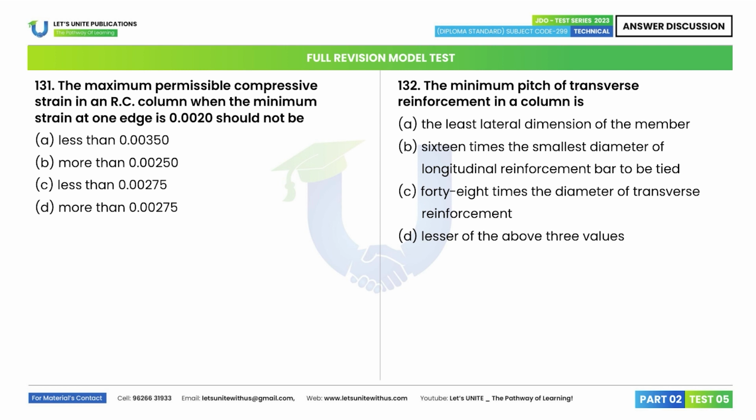131. The maximum permissible compressive strain in an RC column when the minimum strain at one edge is 0.0020 should not be less than 0.00350. Option A the correct answer. 132. Minimum pitch of transverse reinforcement in a column is lesser of the above three values. Option D the correct answer.